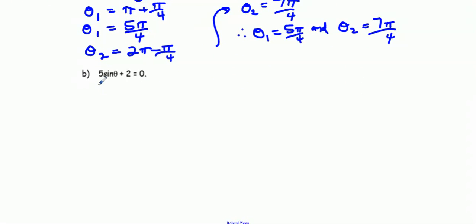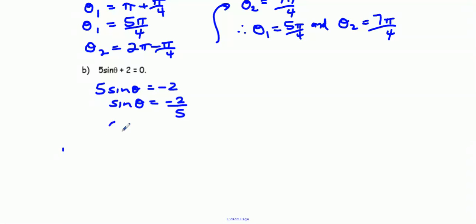So 5 sine theta equals negative 2. I'm isolating here. I'm going to divide through by 5 on both sides, and I get negative 2 over 5. Now when I stare at that ratio, I don't see anything familiar. I don't think that this one is part of a special angle, so I'm just going to go ahead and use my calculator, make sure it's in radian mode.